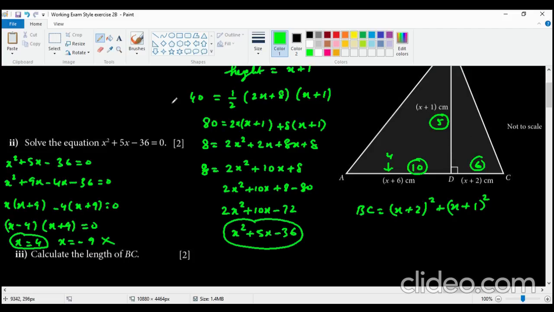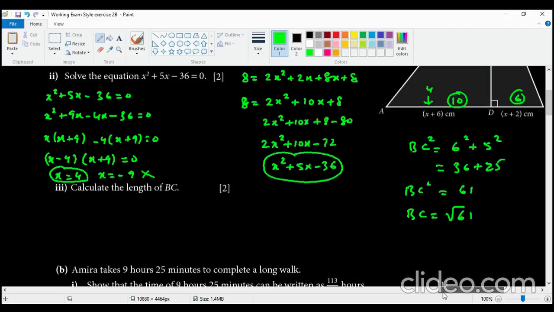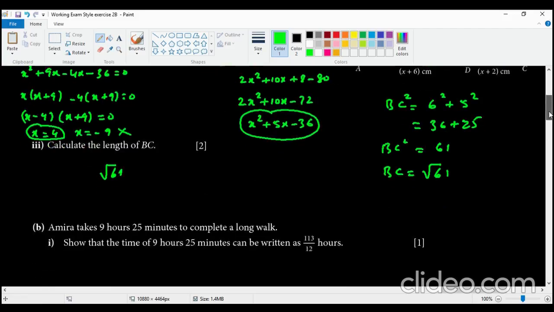So instead of doing this part, what we can say is BC square equals 6 square plus 5 square, which gives us 36 plus 25. So this is going to give us 61. BC square equals 61, so the length of BC is going to be root 61. Now moving on, the length of BC is root 61. Now comes part B.